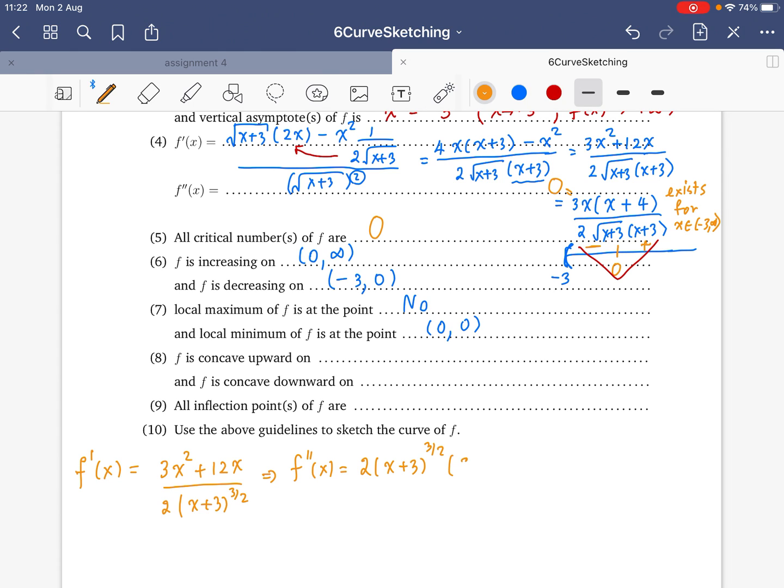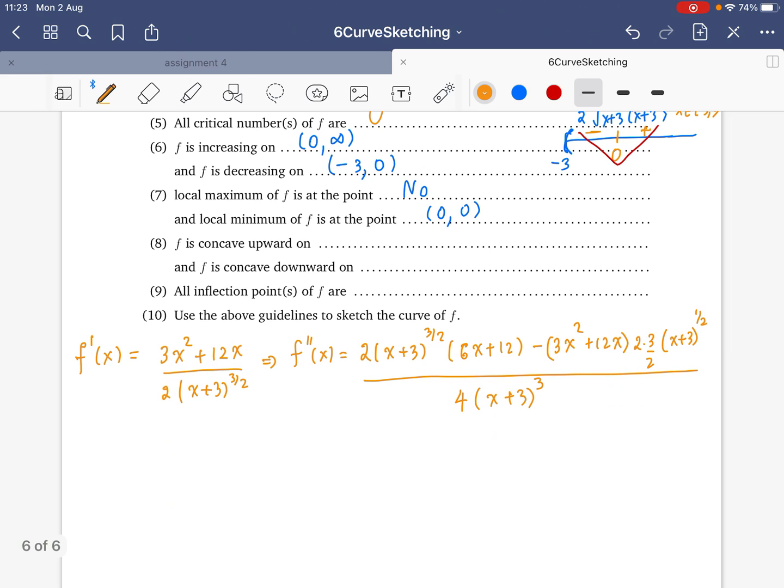derivative of the top, minus the top derivative of the bottom, which is this one, and then derivative of the inside over your bottom square. So we got 4, and then x plus 3 cube, a square.